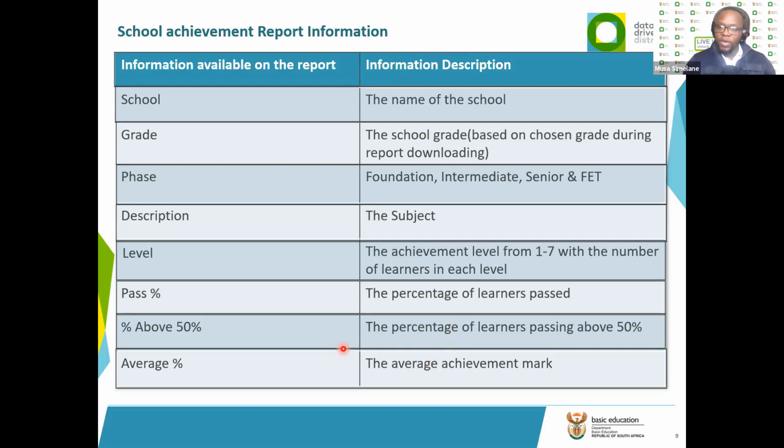Maybe we have 25% of learners passing above 50%, and the goal can be 30%. That will be an example there. And then we've got the average percentage, which is the average symbol or the average mark that learners are seeing for the particular subject, right?